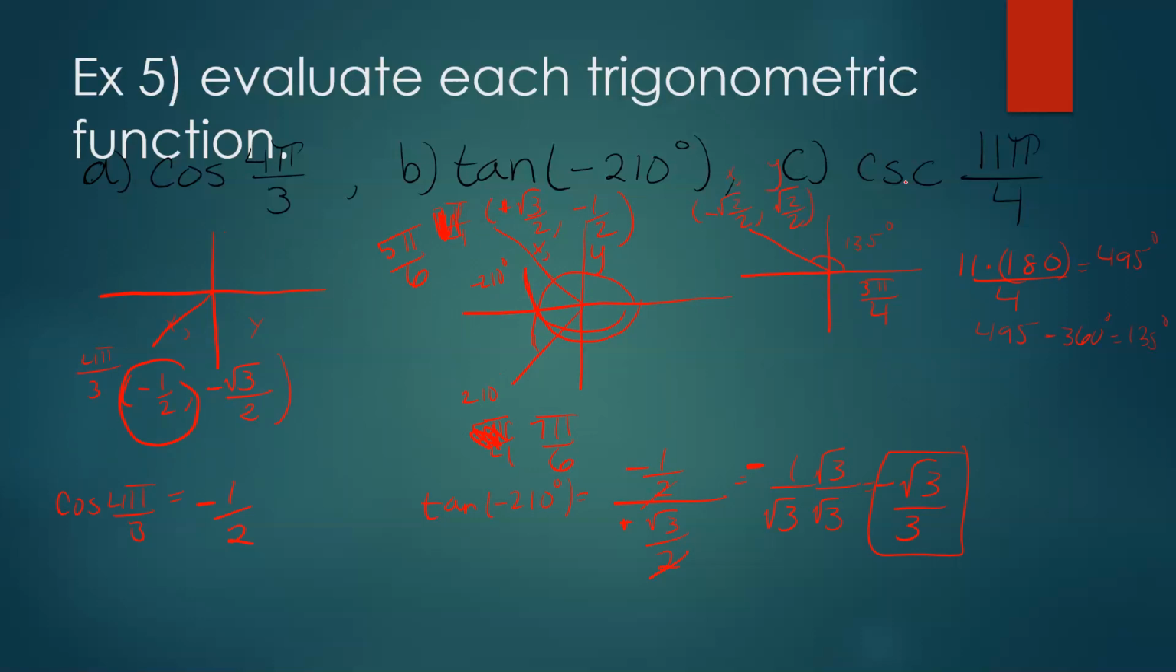And then what is cosecant? Cosecant is the same thing as 1 over sine of theta. So that's going to be 1 over, so what is sine of 135? It's the y value of this. So that's going to be 1 over square root of 2 over 2.